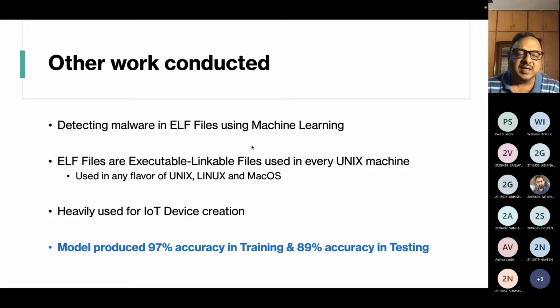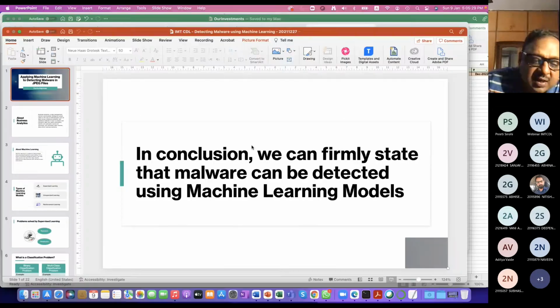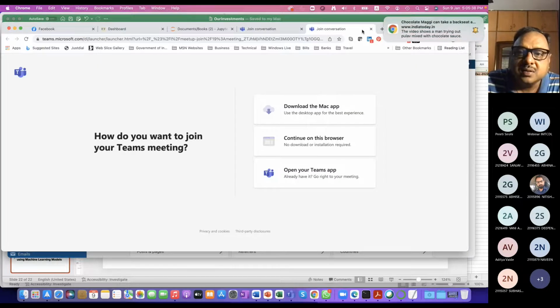So I took the ELF files and did an experiment on that using the similar technique. And it also produced good results. It gave an accuracy of 97% in training and around 90% in testing. So this technique really works. In conclusion, we can say that malware detection can definitely be done using machine learning. That is the conclusion of my discussion. If you have any questions, you can ask, or I will go and show you the code which was utilized to generate this model.